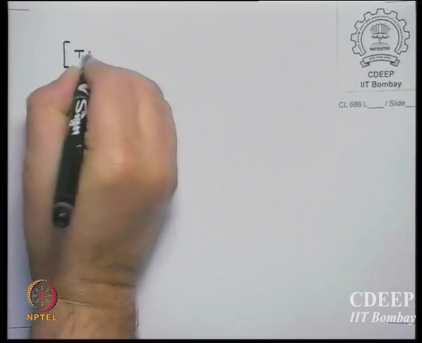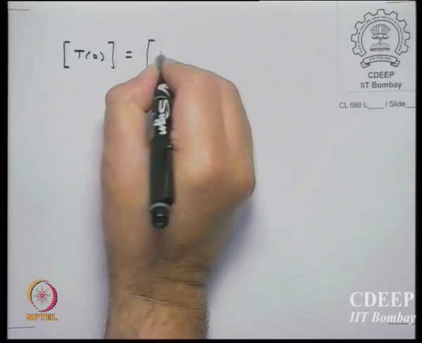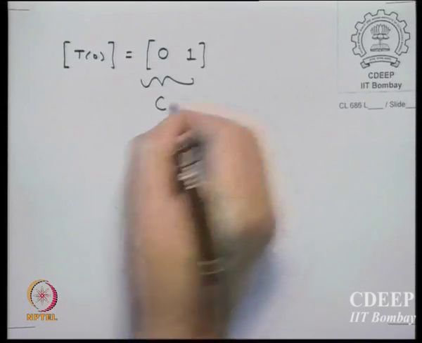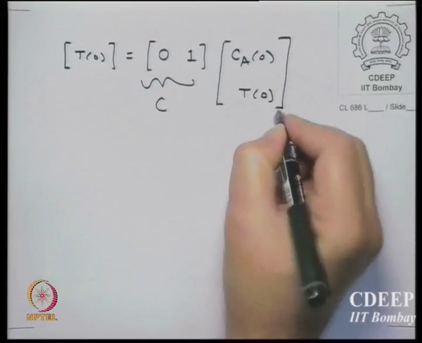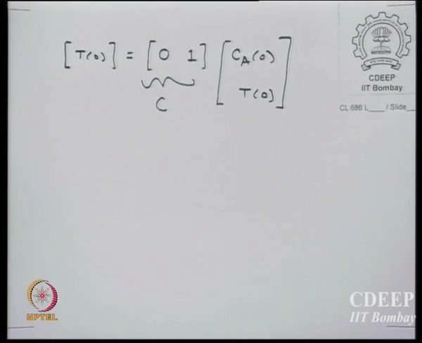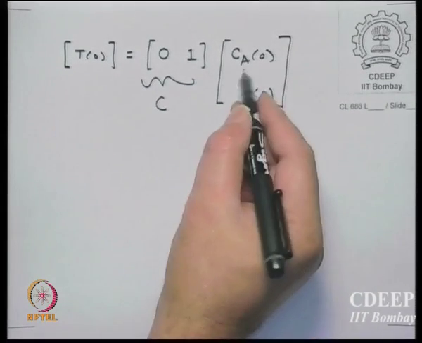Let's take the simplest case, the CSTR problem. In the CSTR problem, we said we have two states. What are the two states? Temperature and concentration. What is the measurement? Temperature. Using one temperature measurement, can I estimate concentration and temperature? I will have only one equation. I have one temperature measurement T0, which is equal to 0, 1, this is my C matrix, into CA0, T0. Using this one equation, can I estimate CA0?